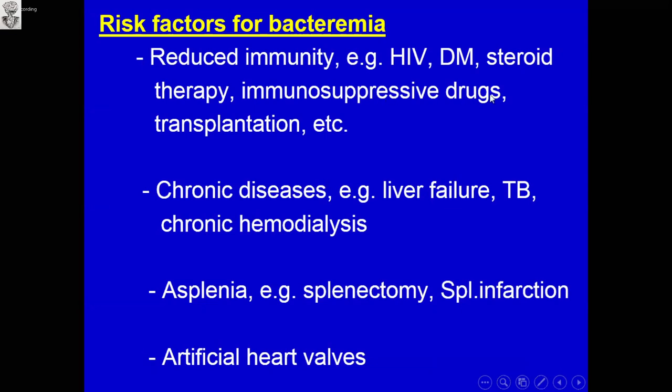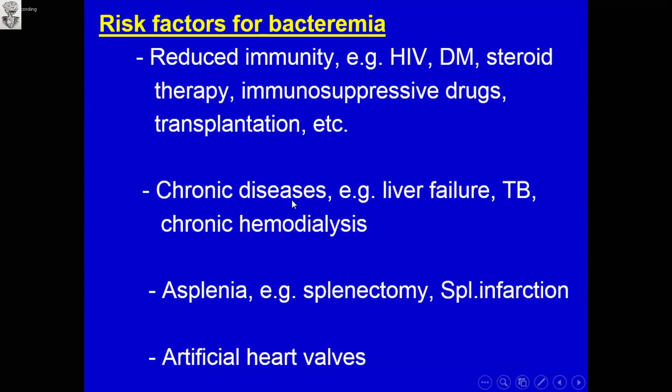Immunosuppressive drugs. Many immunosuppressive drugs. I hope that you had some of these drugs in your pharmacology. Again, transplantation. In transplantation, we give immunosuppressive drugs so that rejection of the transplanted organs does not happen. Transplantation also could be associated with bacteremia.